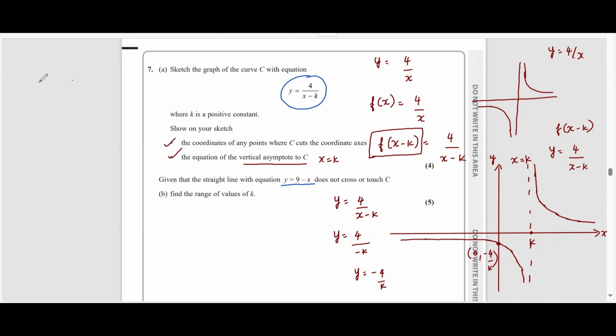Let's just equate the right hand side. 9 minus x is equal to 4 over x minus k. So you just cross multiply this, you will get 9 minus x into x minus k is equal to 4.